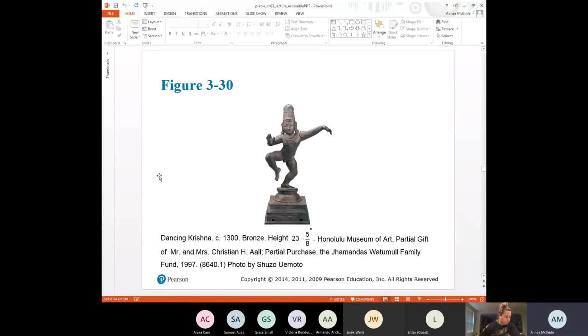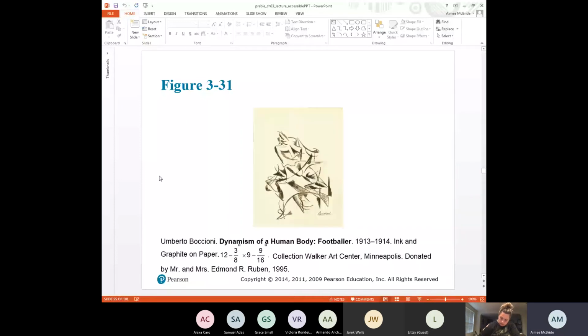So our first example of implied motion is that Dancing Krishna. You can tell that it's supposed to be someone dancing. It's supposed to be moving. It's representing motion.